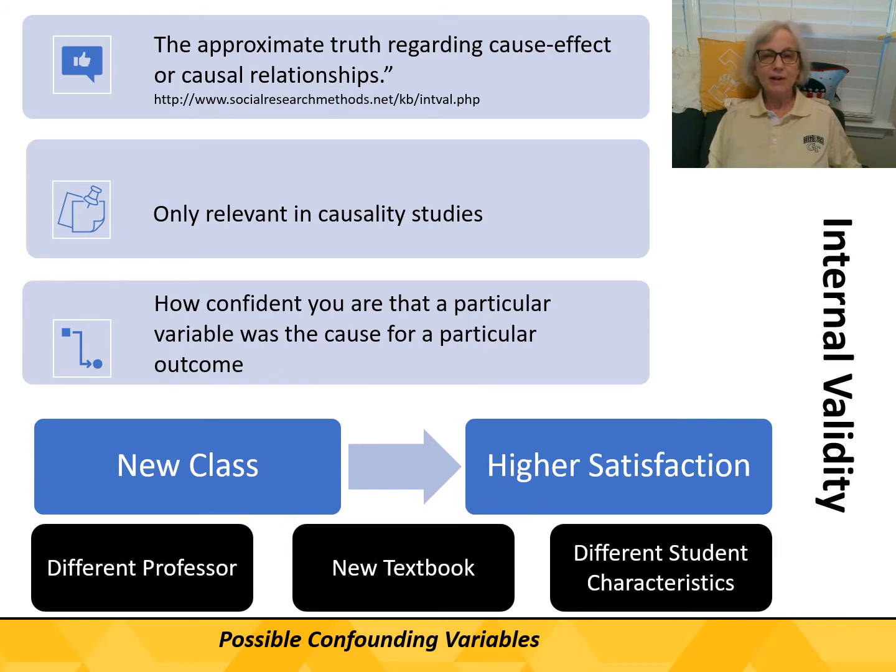Perhaps students had another professor in the past and I'm just a much better professor than their other professor. Haha, I'm kidding. Or maybe a new textbook was used and that's why the students were more satisfied. Or maybe younger or older students registered for this class and they had different opinions on the course. Researchers must consider confounding variables and argue for the internal validity of their study.